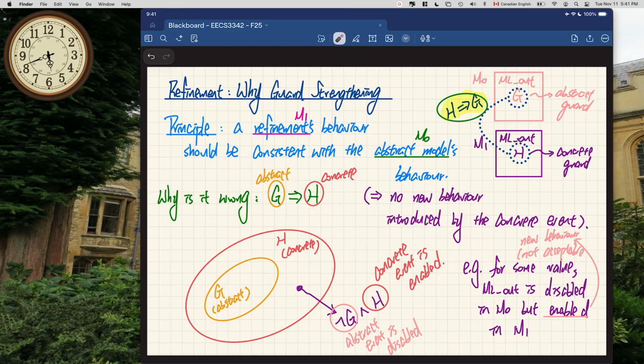But the bottom line, the principle, is that the refinement behavior should be consistent with the abstract model, meaning that the concrete version should not create any new behavior. That means there should not be any scenario where the abstract guard is disabled, but somehow the concrete guard in the same state is enabled. In that way, the event in the concrete world can just happen, which means you got some new behavior over there. Okay, we'll see. I'll give you an example.